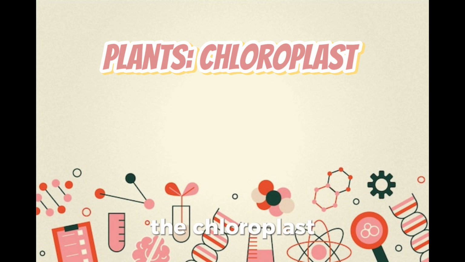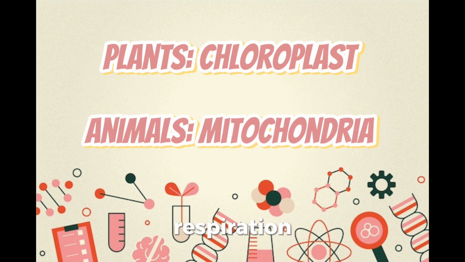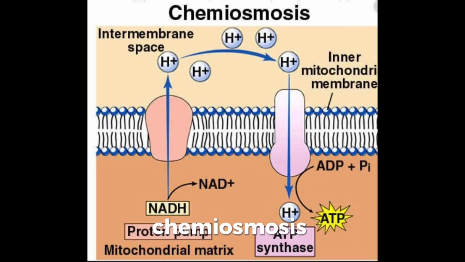Chemiosmosis occurs in the chloroplast during photosynthesis and in the mitochondria during respiration. Chemiosmosis utilizes the proton gradient established across the inner mitochondrial membrane during electron transport. NADH provides electrons to a proton pump, which transports protons from the mitochondrial matrix into the intermembrane space. This creates a high concentration of protons in the intermembrane space.